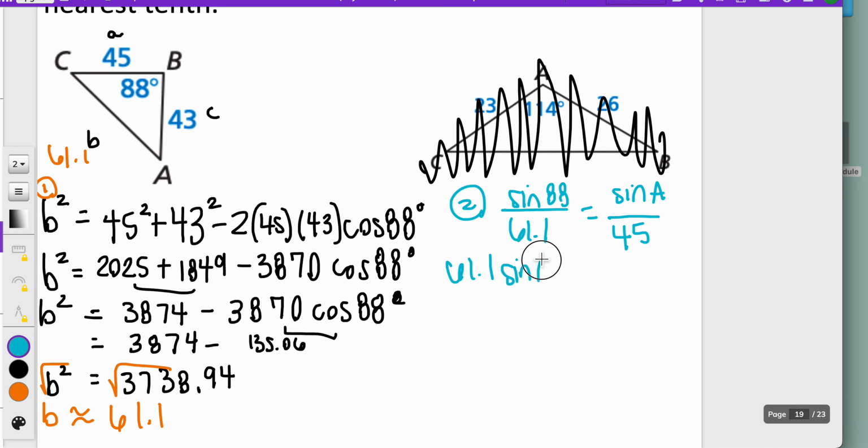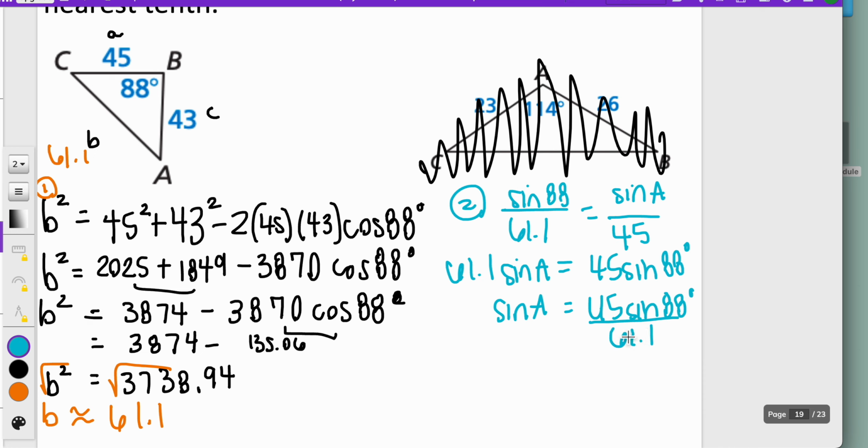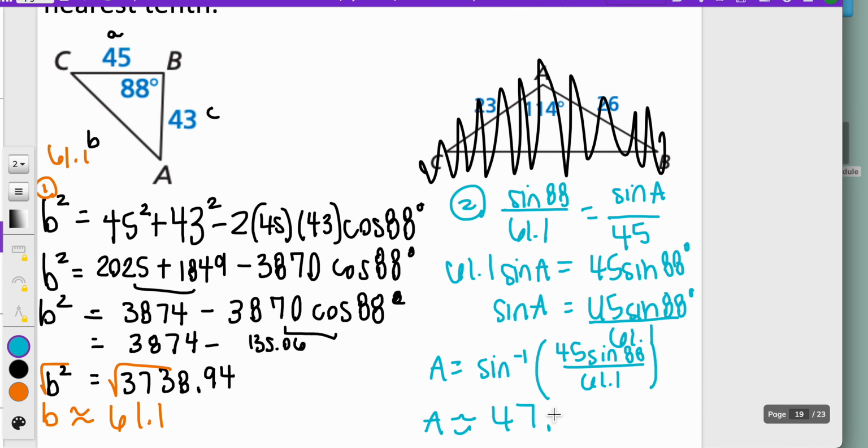61.1 times the sine of A will give me 45 times the sine of 88. The sine of A can be found then by taking 45 sine of 88 degrees, dividing that by 61.1, and because we are looking for whatever A is equal to, we can find out what A is by taking the inverse sine of this entire expression, 45 sine of 88 over 61.1, and that will give us A rounded to the nearest tenth, 47.4 degrees.